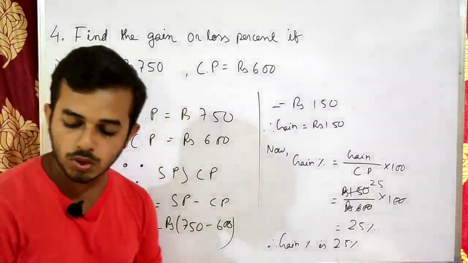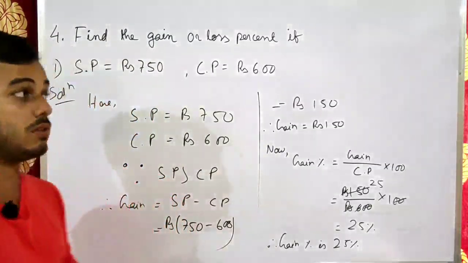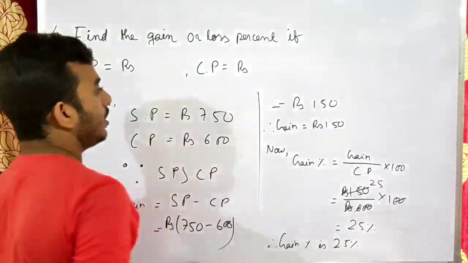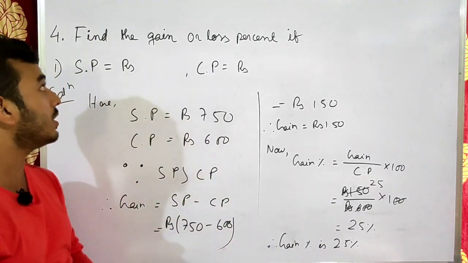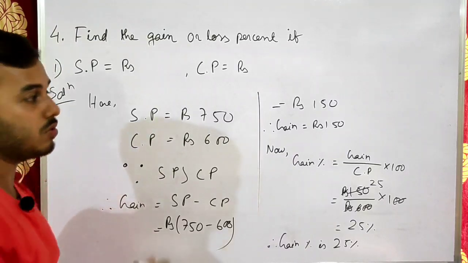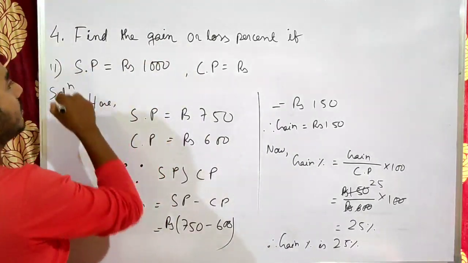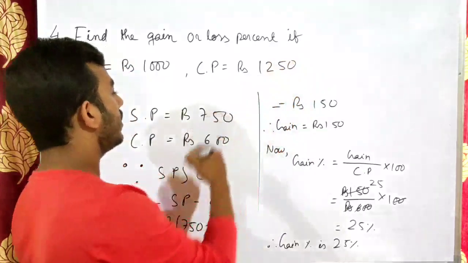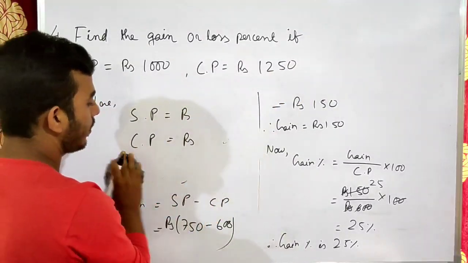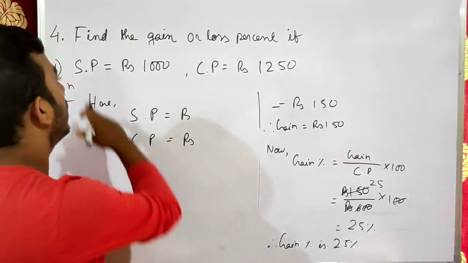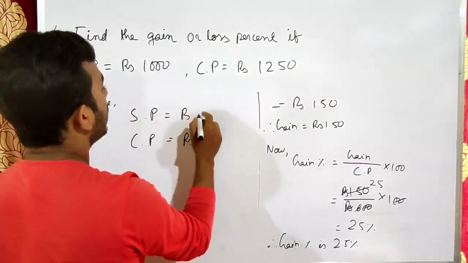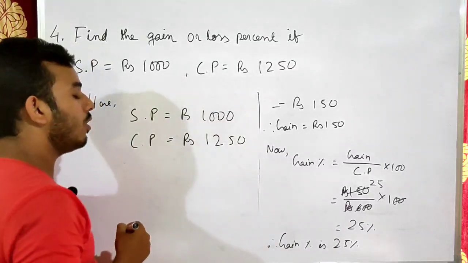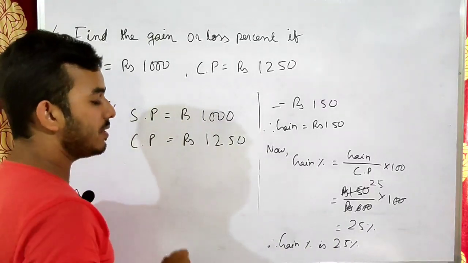The next one is CP equals 1250, SP equals 1000. Same question, but CP and SP are different. Let's see whether it is gain or loss percent. SP is rupees 1000 and CP is 1250. So is this loss or gain? Here the cost price is greater than the selling price, so that means it is loss.